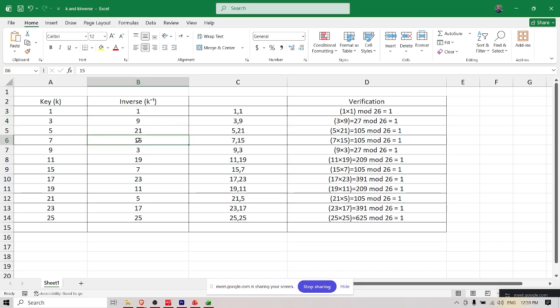So we encrypt it using the 7. However, we will decrypt it using the number 15. Okay, and of course, if you go to 15, you see that the multiplicative inverse is 7. And in the video, I will explain also that for the multiplicative inverse we should get the remainder of 1. We always should get the remainder of 1.